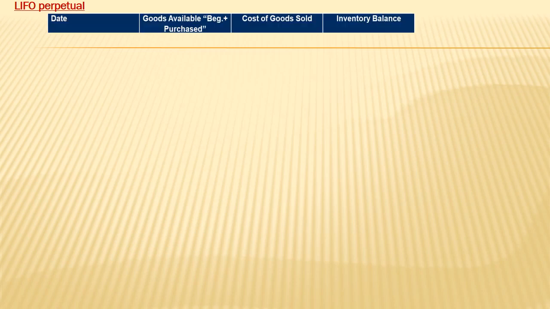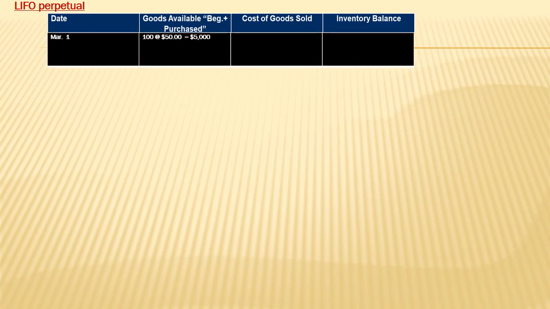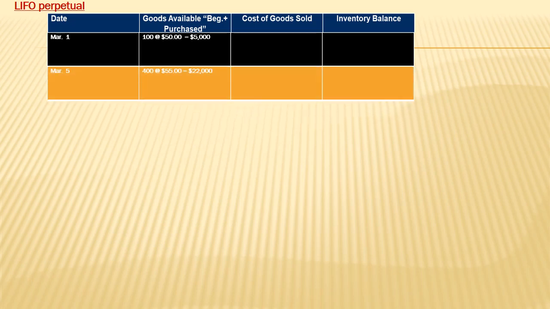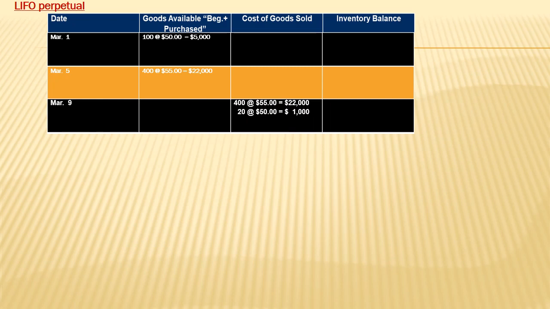Let's move to LIFO under perpetual system. The same table with the same headings for the columns. Starting with the first day, March 1st, I have the 100 units beginning inventory at a cost of $50. Then I purchased 400 units at $55. On the 9th of March, the day that I have a sale, I sold 420 units.